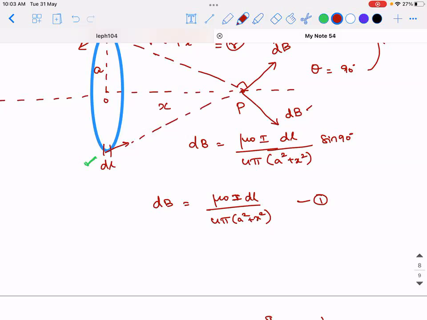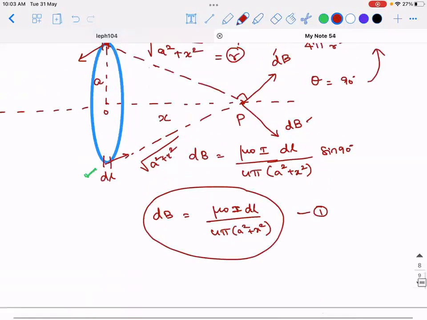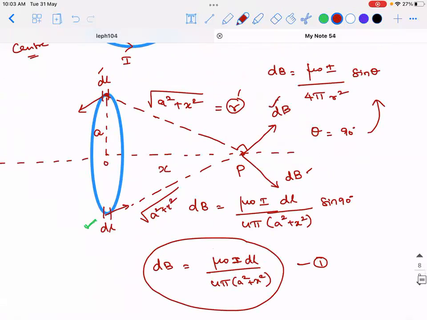But I hope you are clear that this is also root of a square plus x square, because it takes the shape of a cone. Clear? So dB, if you take it at this point, these are the values of dB due to the small current carrying elements. But I'm interested in calculating the direction and the total magnitude at this point.